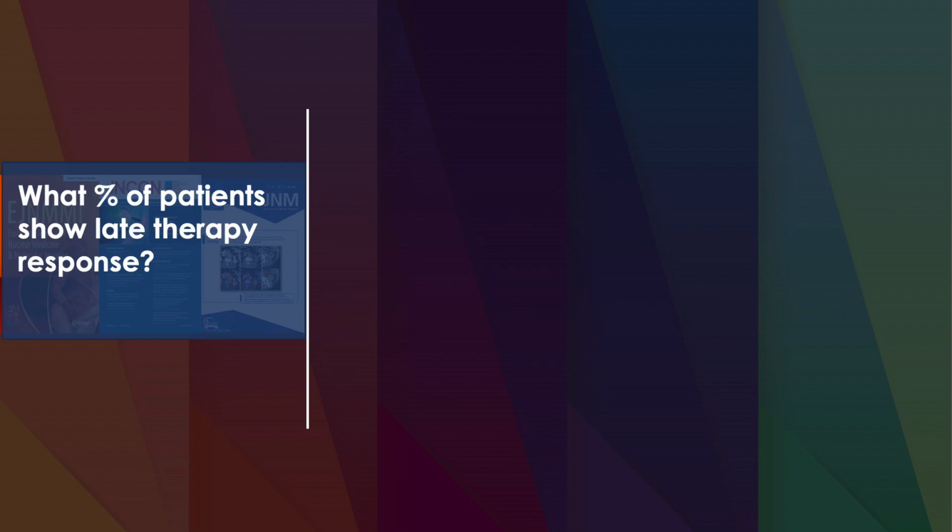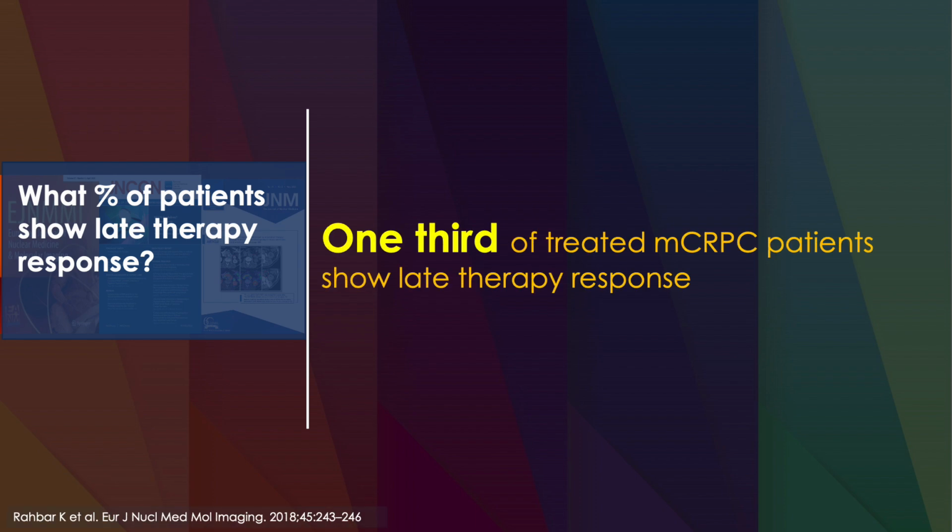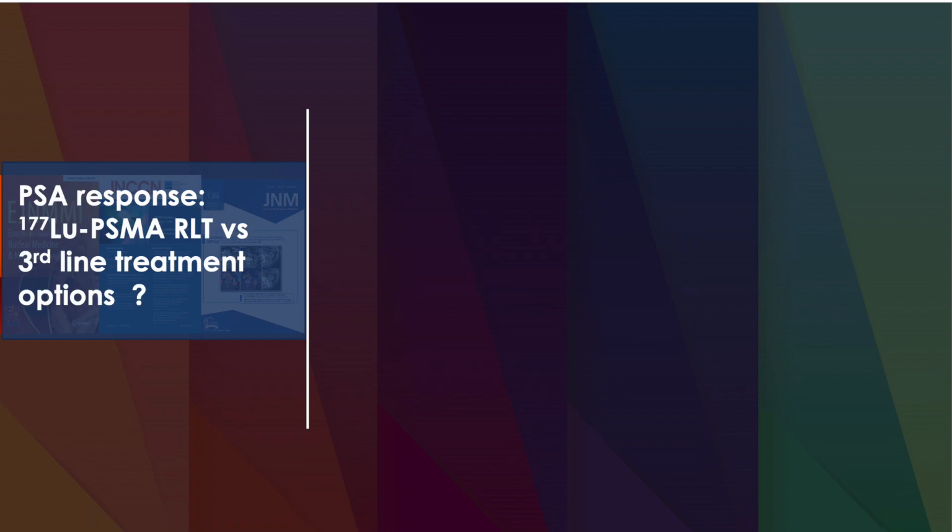What percent of the patients show late therapy response? This is also important. We should not rush into changing treatment regimes or predict the patient's outcome. In fact, nearly one third of the patients treated with PSMA therapy will show late therapy response. So at least the patient should have one or two treatments, and then you should start looking at the therapy response. But again, that is not going to give accurate information. So you need to be patient when you're treating patients with PSMA therapy.